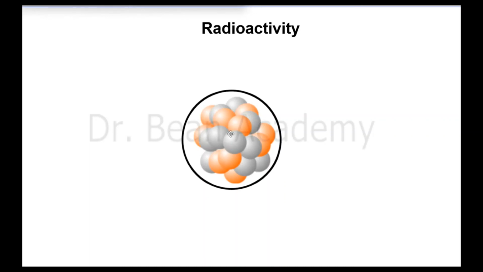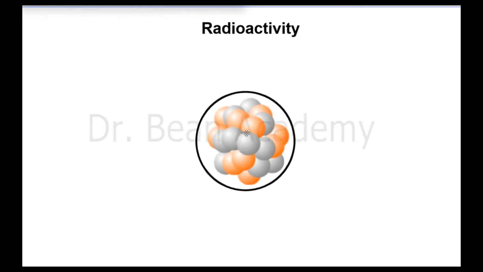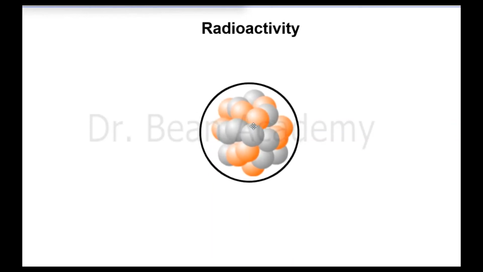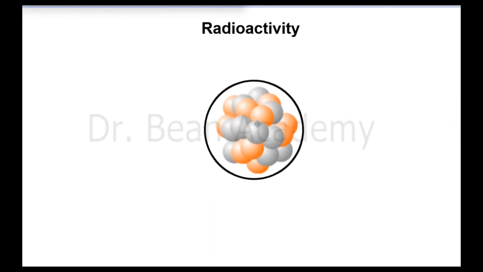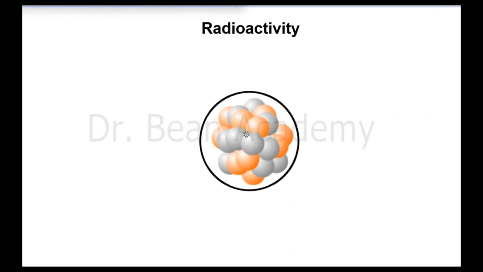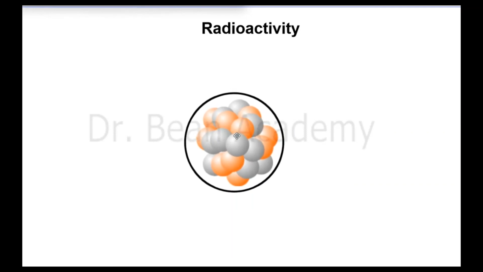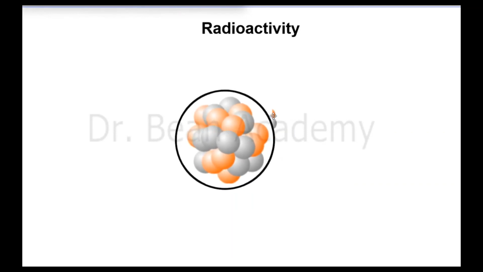If an atom is unstable, then of course it means its nucleus is not stable. This setup is not in its optimum situation. So as a result of this instability, an unstable nucleus will emit some radiation to become stable. The radiation will get out of the nucleus, because the nucleus is unstable, and it will emit certain radiation.